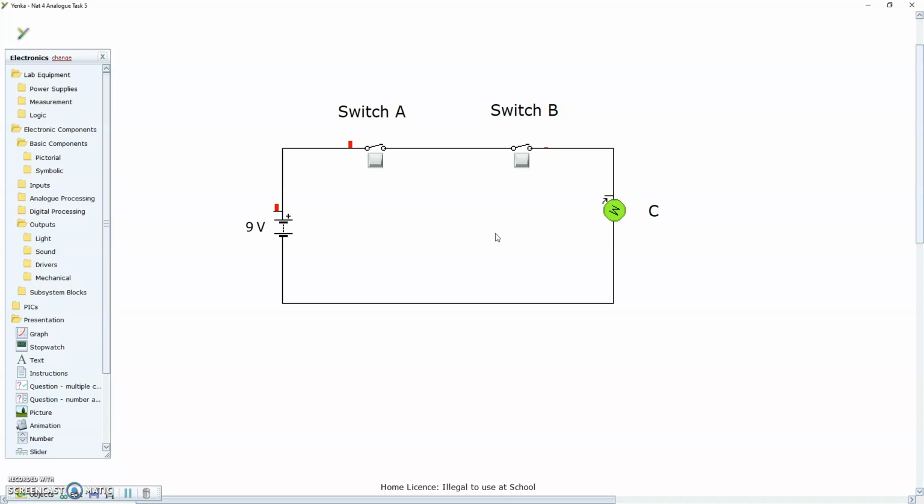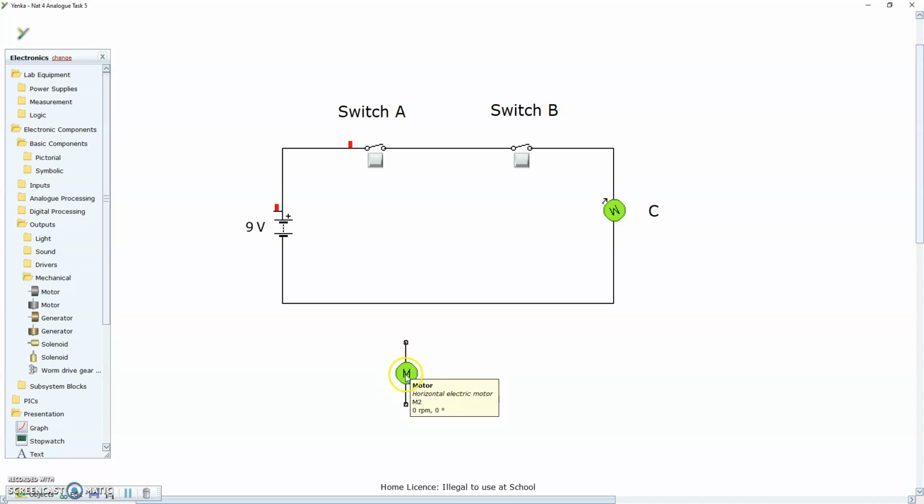Now the output, component C, is a motor, and in Yenka, if you were to build a circuit, if you were to be in the electronic components folder, again the motor's an output and it's a mechanical output. So if we go into the mechanical folder, there's a couple of different motors, but essentially they're both the same thing, and when we drag them out into our workspace they look like that. And so the symbol for a motor is simply a circle with a capital letter M in it.